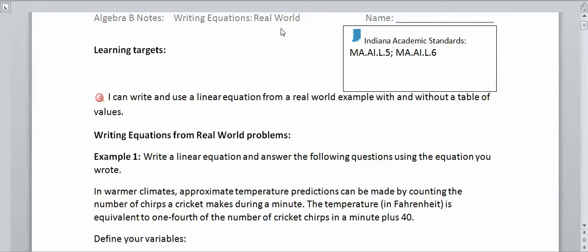Alright, so today's learning target is that I can write and use a linear equation from a real-world example with and without a table of values.